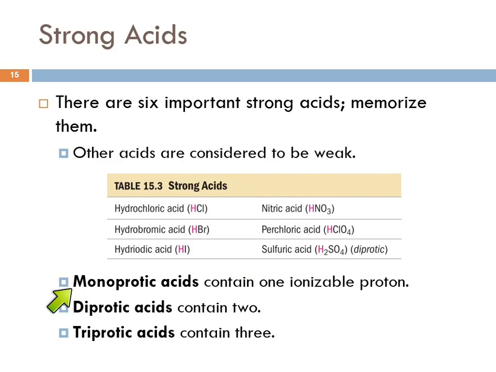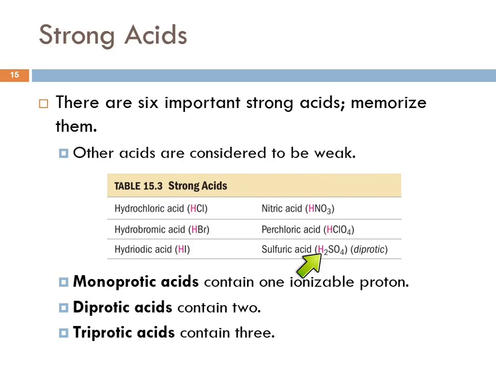Now, we sometimes use these words monoprotic, diprotic, and triprotic when we refer to acids, and that refers to the number of ionizable protons that are in the acid. So if we look at the formula for HCl, there's only 1 hydrogen there. It can only give out 1 hydrogen ion per molecule. But H2SO4 has 2 hydrogens, and they are both ionizable.